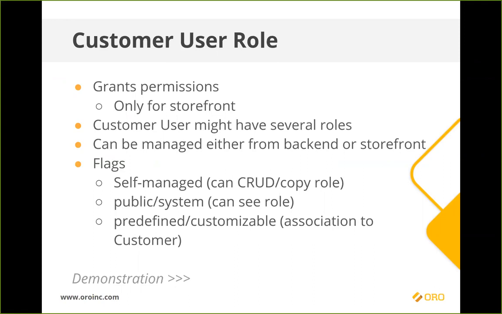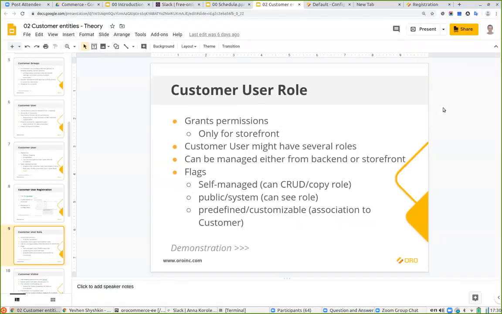Again, like in the management console part, a customer user may have multiple roles. We have three roles out of the box, and we're going to see them a little bit later. Customer user roles can be managed both from the management console and from the storefront. And there are several flags which can be used in order to distinguish them. So we have flags for the self-managed role. It means that we can edit or cannot edit it, whether it is public or system, whether it's visible or not, and whether it's predefined or customizable. It means that every time a customer creates a new role from the storefront, it will be automatically associated to a specific customer. So let us see how it works, and let us try to do something there.